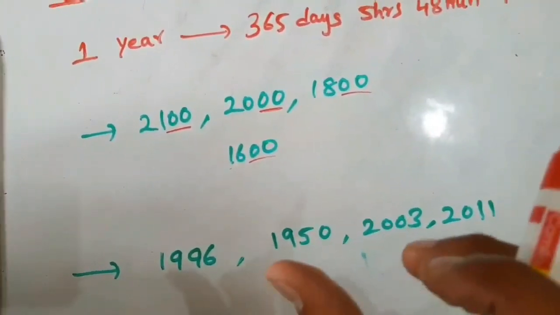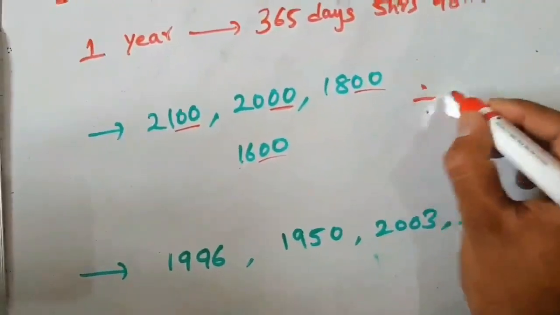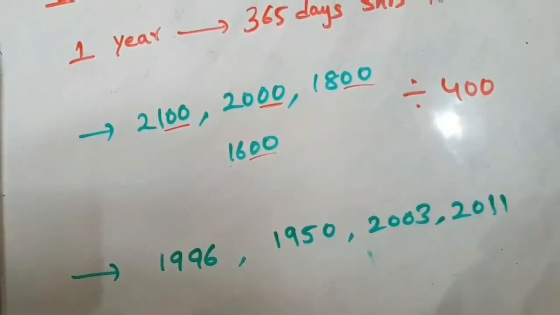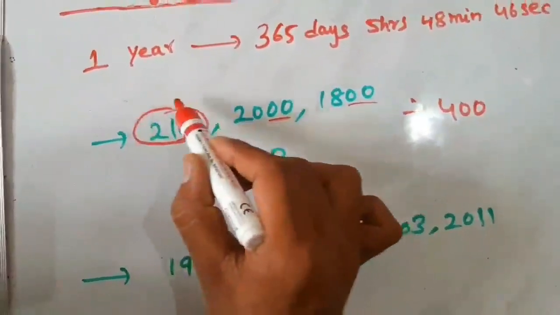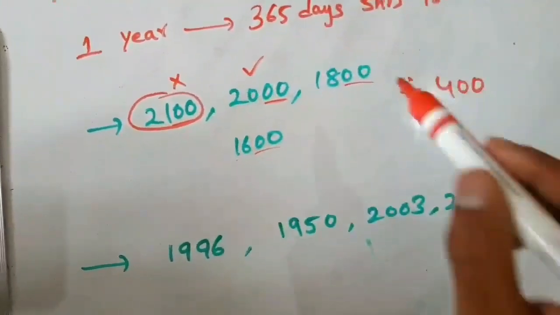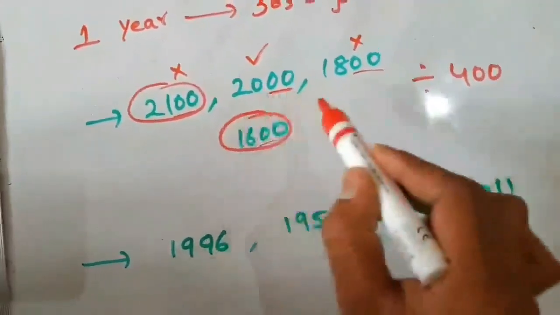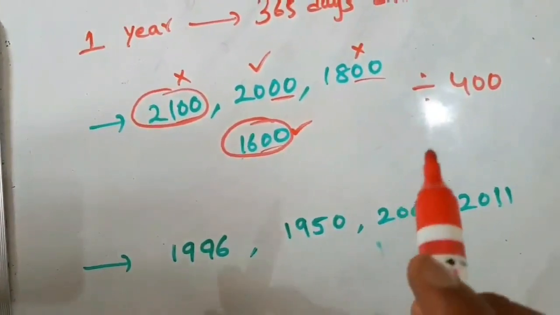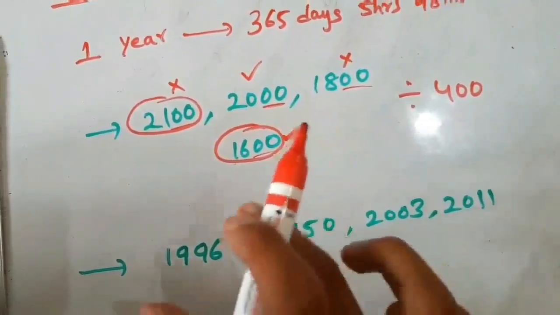For a century year, we have to check leap year or not, which means we have to divide by 400. Why we have to divide by 400, I will tell very shortly. If I divide by 400, this does not give remainder 0, so this is not a leap year. This will give remainder 0, so this is a leap year. This also does not give remainder 0, so this is also not a leap year. This will give remainder 0, so it is a leap year. For a century year, we have to divide by 400. If the remainder is 0, then that year is a leap year.